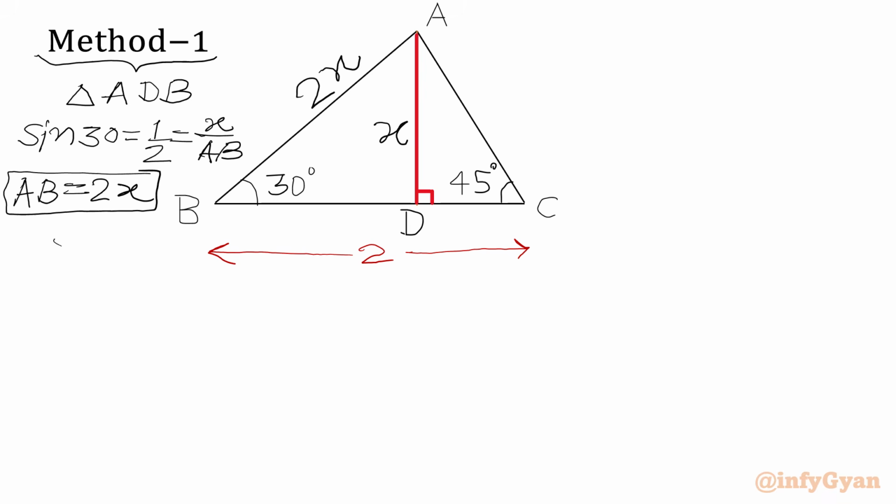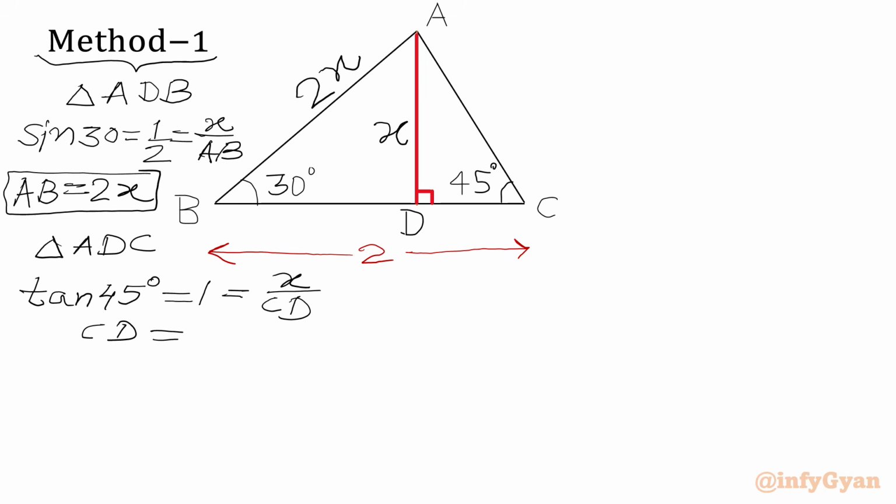Now in triangle ADC, if we find tan 45, which we know equals 1, as per the triangle this is opposite over base, so x over CD. So from here CD will be equal to x. So here I can write x. If CD equals x, then BD will be 2 minus x.